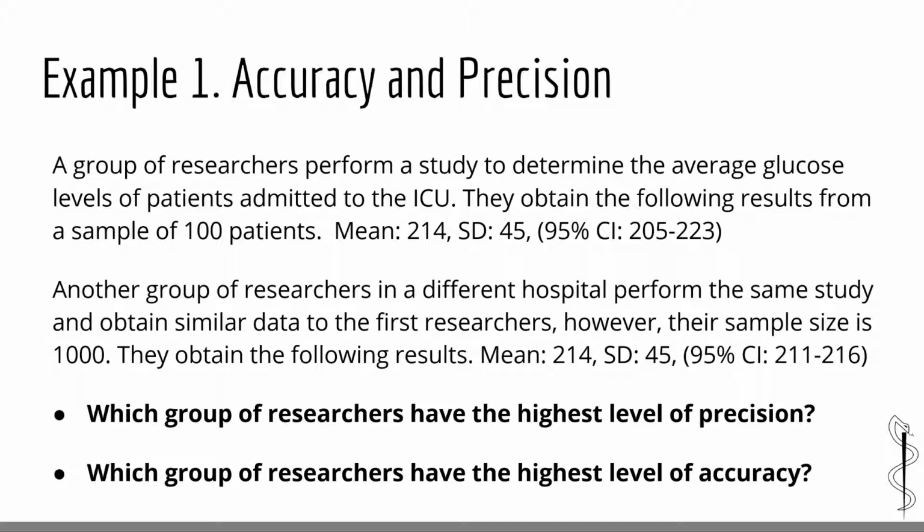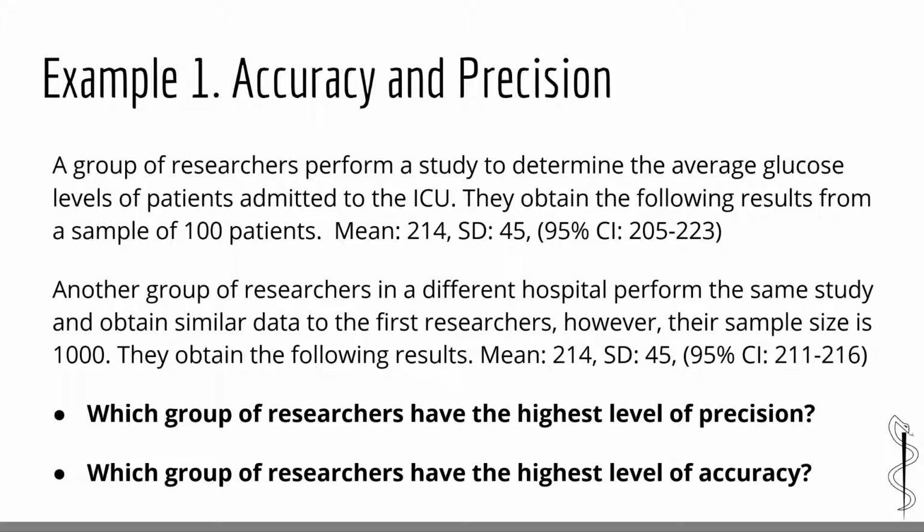Okay, now let's apply what we have learned. A group of researchers perform a study to determine the average glucose levels of patients admitted to the ICU. They obtain the following results from a sample of 100 patients. Mean 214, standard deviation 45, and 95% confidence intervals 205 to 223. Another group of researchers in a different hospital performed the same study and obtained similar data to the first researchers. However, their sample size is 1,000. They obtain the following results. Mean 214, standard deviation 45, and 95% confidence intervals 211 and 216.